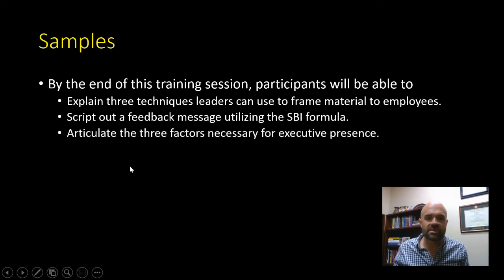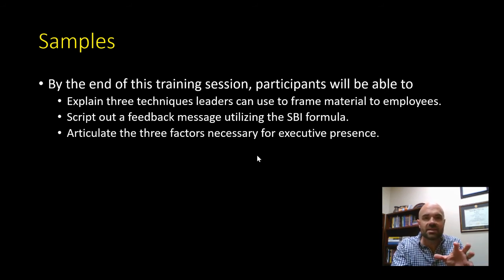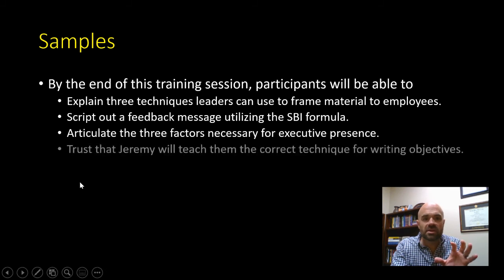Then articulate the 3 factors necessary for executive presence. That one, probably fairly attainable, fairly doable, fairly measurable as well. You might even list the 3 factors briefly just to give it a little bit more of a measurability quality. On this one, since we said articulate, it works. If we had said understand, it wouldn't work because you wouldn't be able to observe someone doing that. So avoid any verbs that are cognitively based.